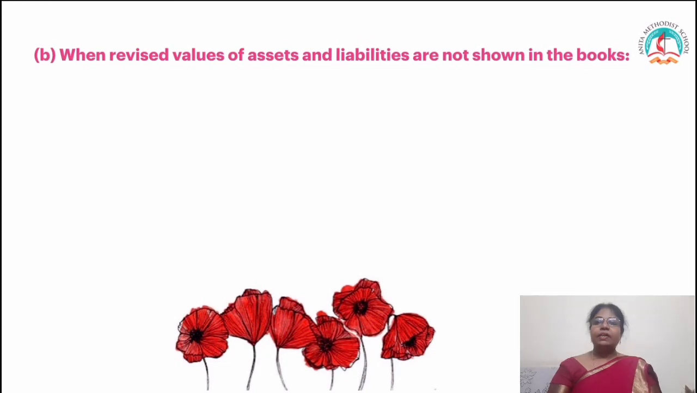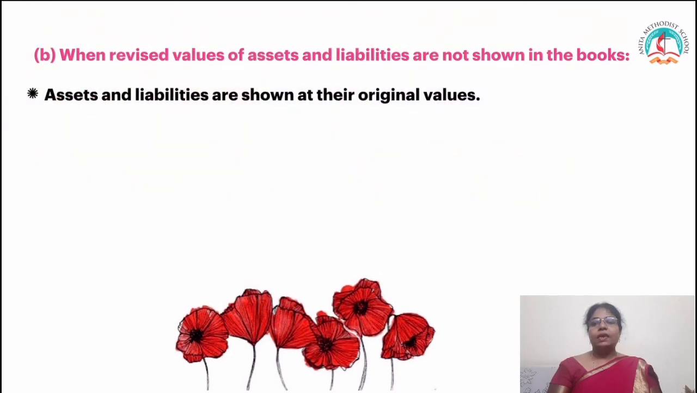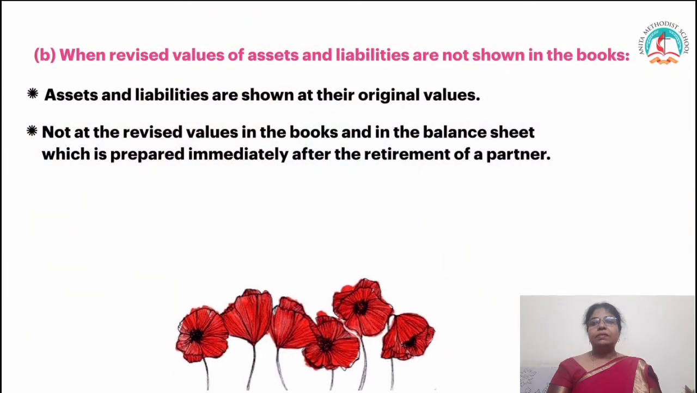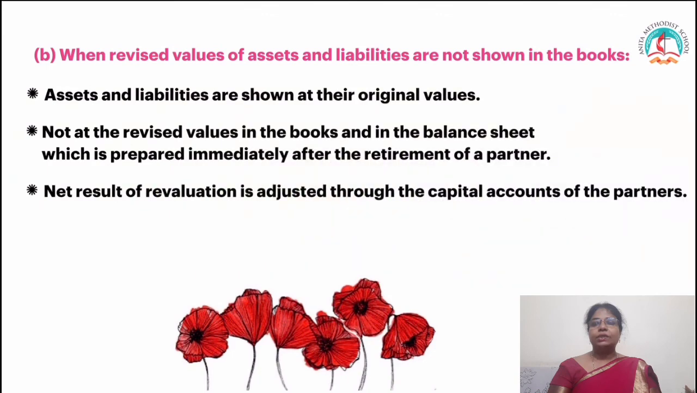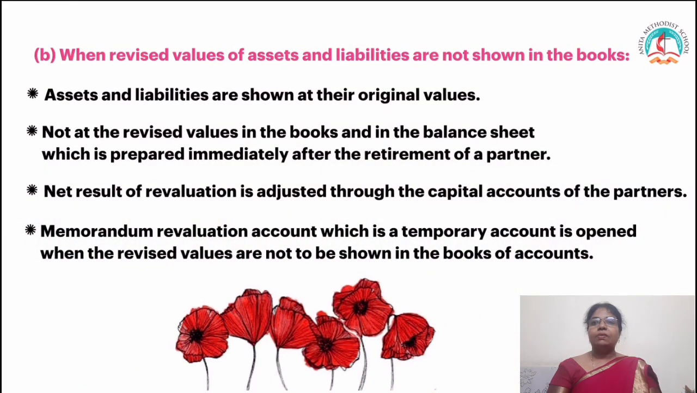Now, when revised value of assets and liabilities are not shown in the books, in that case, assets and liabilities are shown only at their original values and not at the revised values in the books and even in the balance sheet, which is prepared immediately after the retirement of a partner. And the net results of revaluation is adjusted to the capital accounts of the partners. And memorandum revaluation account, and this is a temporary account, is opened when the revised values are not to be shown in the books of accounts.